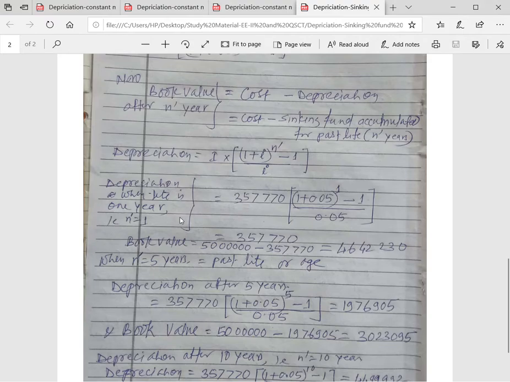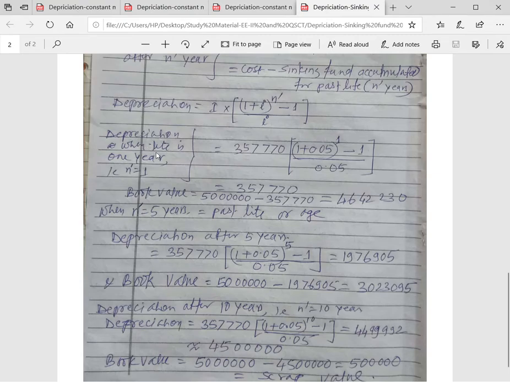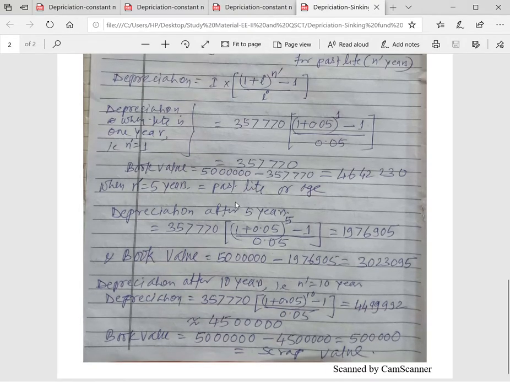Now here, depreciation when the life of the property is 1 year, that is n dash is 1 year, that is past life is 1 year. So just keep all values. I is the sinking fund installment, that is 3,57,770 in bracket 1 plus 0.05, that is the rate of interest, and to the power 1. So here it is the past life or age of the property, minus 1 divided by 0.05. So you are getting here 3,57,770. This is the depreciation for 1 year, the first year.